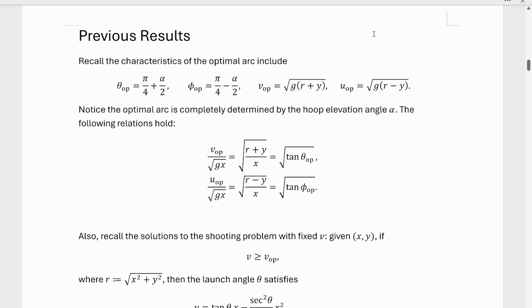First, we're going to recall some previous results. This includes the results to the optimal arc problem, as well as the solution to the shooting problem with fixed initial speed. So first, the optimal arc is completely determined by the hoop elevation angle. And these four quantities are the launch angle, entry angle, launch speed, and entry speed for the optimal arc.